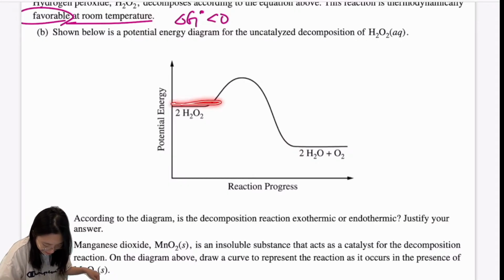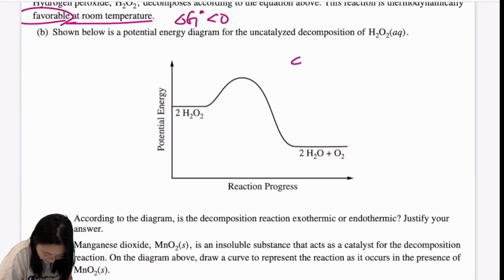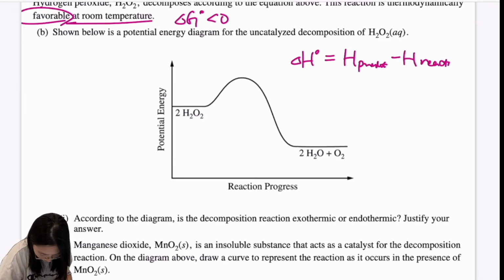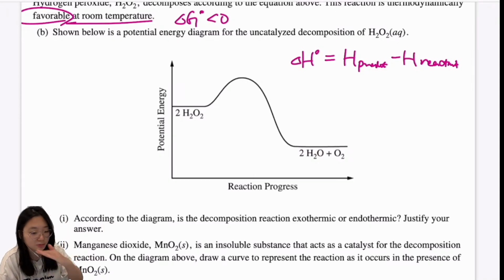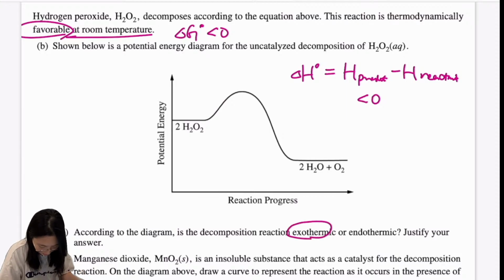Okay, so this is the reactant, this is the product, and the product has a lower potential energy, which means delta H is equal to the enthalpy of the products minus the enthalpy of the reactants. And because the enthalpy of the product is a smaller value, delta H is a negative value. So obviously this is an exothermic reaction.